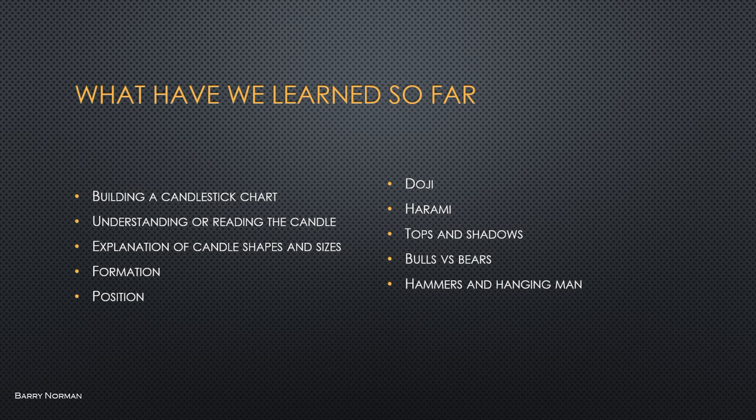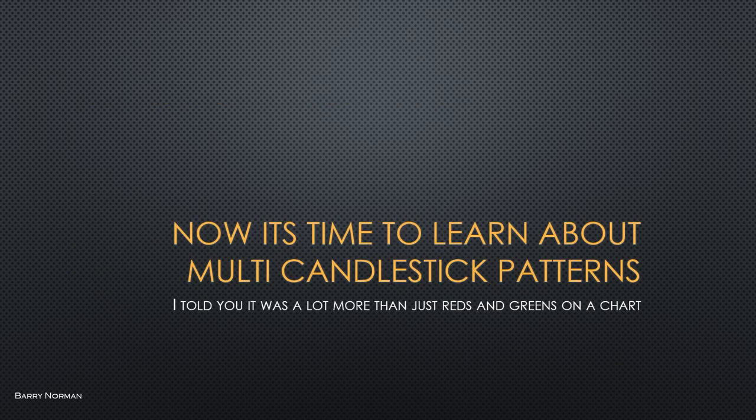So we've talked about building a candlestick chart. We've talked about understanding and reading the candle. We've talked about the different shapes and sizes, the formations, the positions. We've talked about dojis, haramis, tops and shadows, bulls and bears, hammers and hanging men. So now it's time to learn about multi-candlestick patterns. And as I told you, there's a lot more than just reds or greens on a chart.